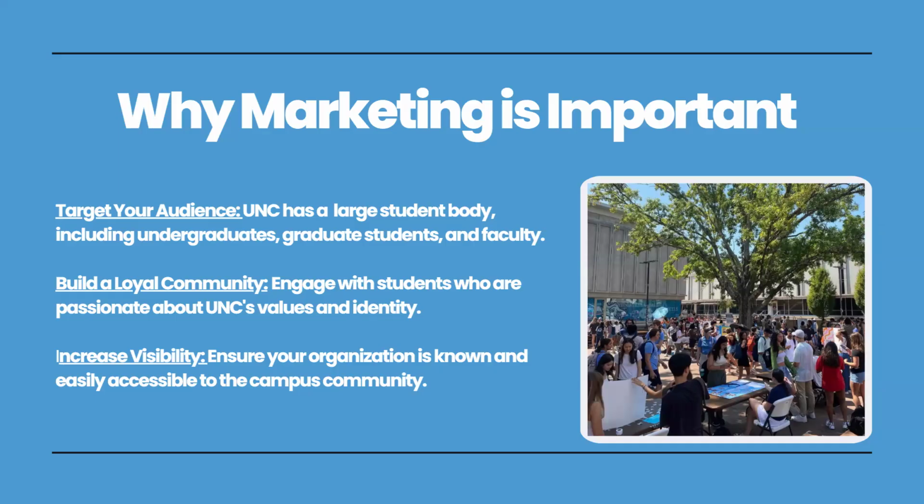Consistent and authentic messaging is key to help foster long-term relationships and build trust with your target audience. So, your target audience: UNC has a large student body, and this includes undergraduate students, graduate students, and faculty. So, you need to know who you're marketing towards. To build a loyal community, you want to engage with students who are passionate about UNC's values and identity and the values and identity of your specific organization. And to increase visibility, you want to ensure your organization is known and easily accessible to the campus community.